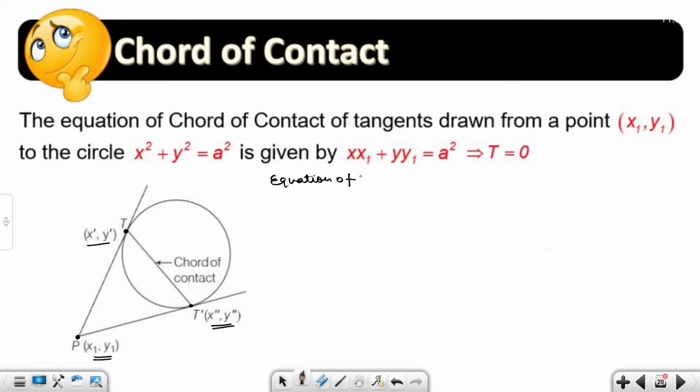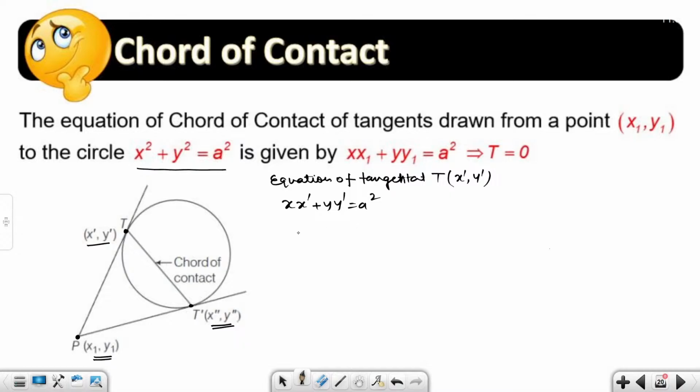Now, the equation of the tangent at T, that is (x dash, y dash), is what? As (x dash, y dash) is on the circle, we can use the Cartesian form. The equation of the circle is x square plus y square equals a square. So we can write this as x x dash plus y y dash equals a square. This is the equation of the tangent PT.